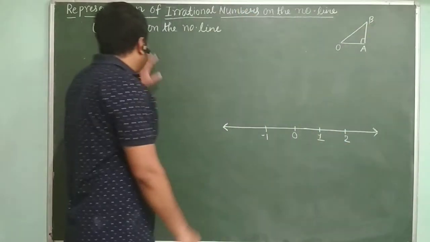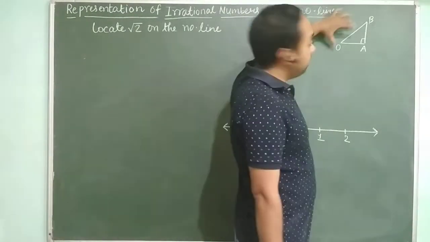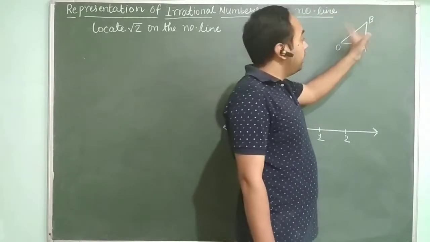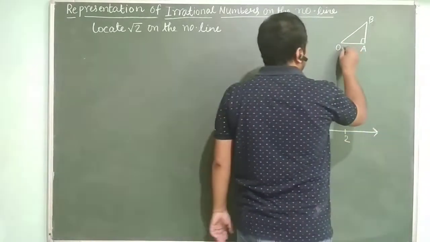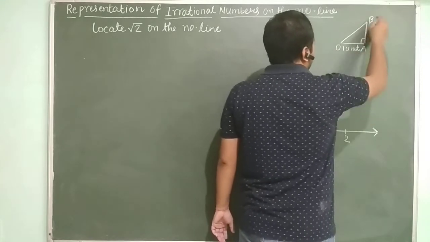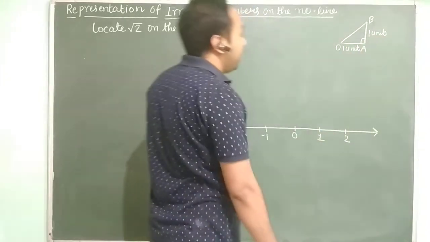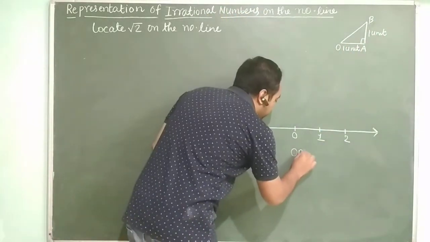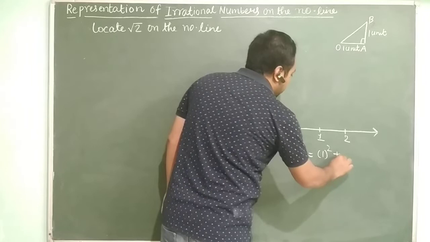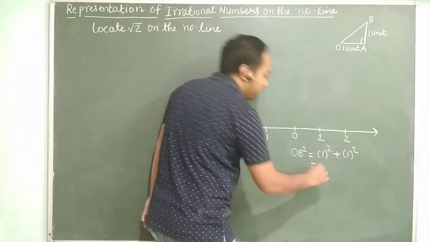Now to represent this under root 2 on the number line, first you need to get this hypotenuse equal to under root 2. सबसे पहले ये hypotenuse जो है ये under root 2 के इक्वल आना चाहिए. तो ये कैसे ऑब्टेन होगा देखो. Suppose you take length of OA equal to 1 unit and length of AB also equal to 1 unit, and then if you apply Pythagoras theorem, then you can say that OB square is equal to base square plus perpendicular square, and this will give us 1 square plus 1 square, this will give you 2.